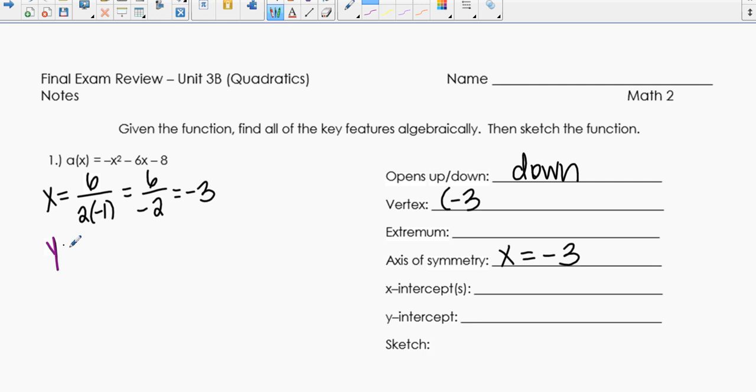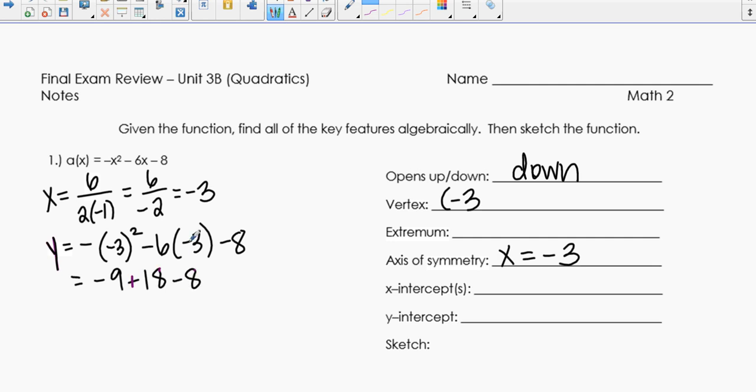The y coordinate of your vertex is negative 3 squared minus 6 times negative 3 minus 8. Don't lose that double negative there. Negative 3 squared is 9, but then you have to apply the outside negative, so negative 9 plus 18 minus 8. You end up at a positive 1, which is the y coordinate of the vertex. If this is opening down, that also tells you that this is a max value at 1. The highest that's going to go is 1.